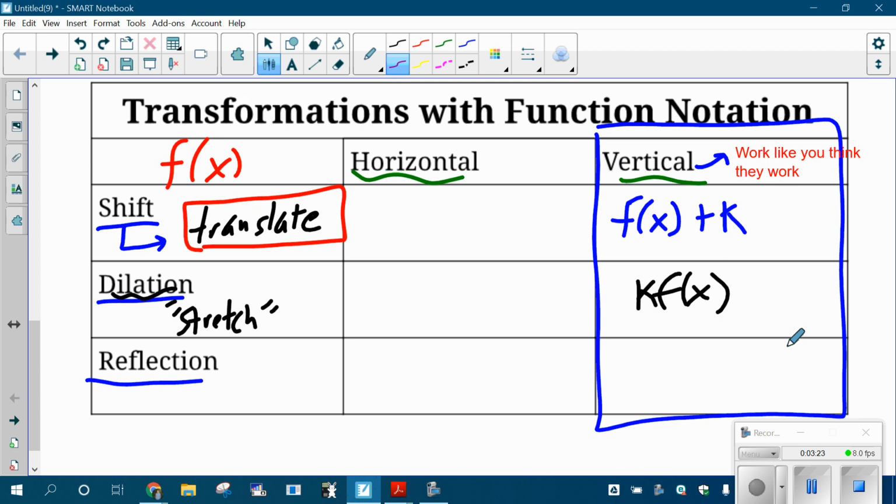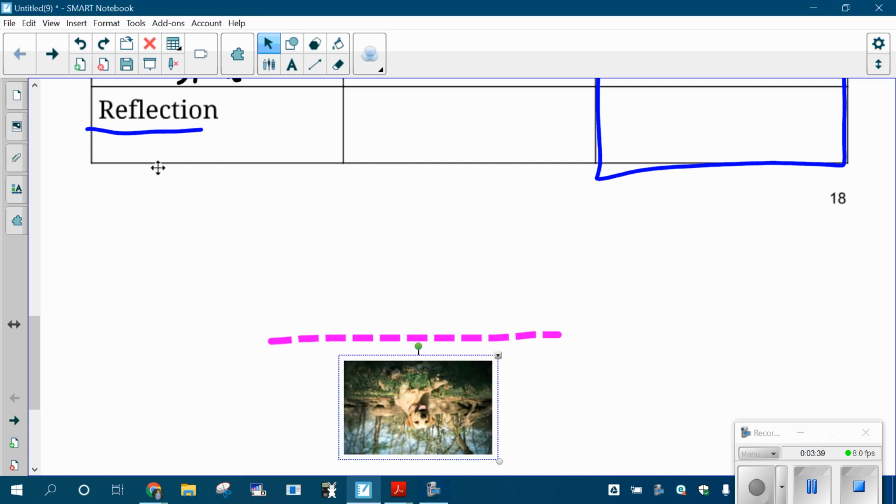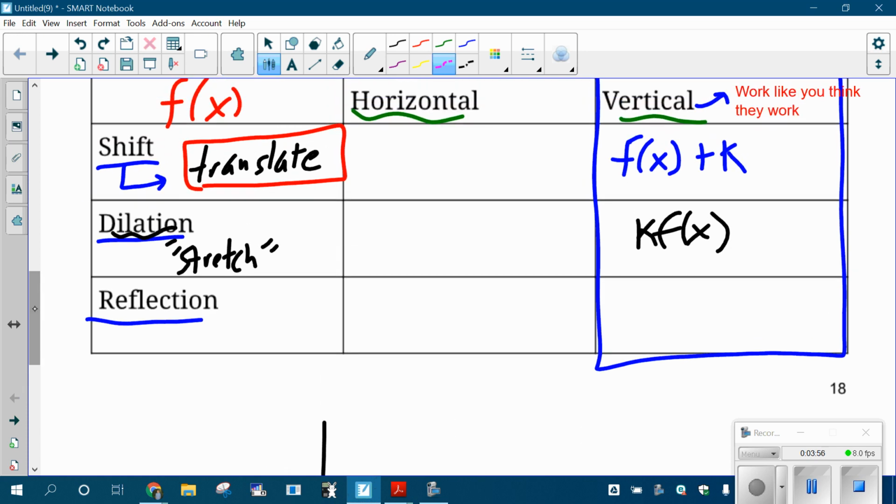Okay. Last thing is a reflection. And if it's a vertical reflection, let's say you got a picture of Benny, classic picture, and you want to flip it vertically. Well, if you flip something vertically, you're actually flipping it like this, right? There, I flipped it vertically. If you flip it vertically, you're actually flipping over a horizontal line. And if you think about a graph, what do you call that horizontal line here? You call that the x-axis. Okay, so a vertical reflection is actually a reflection over the x-axis. And how do you do that? You put a negative.